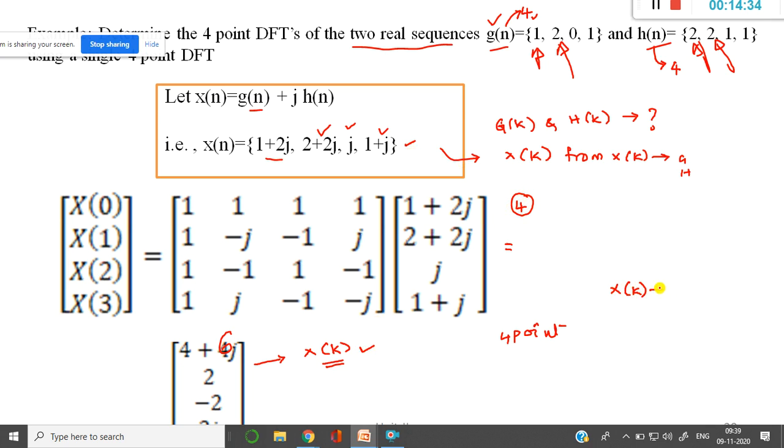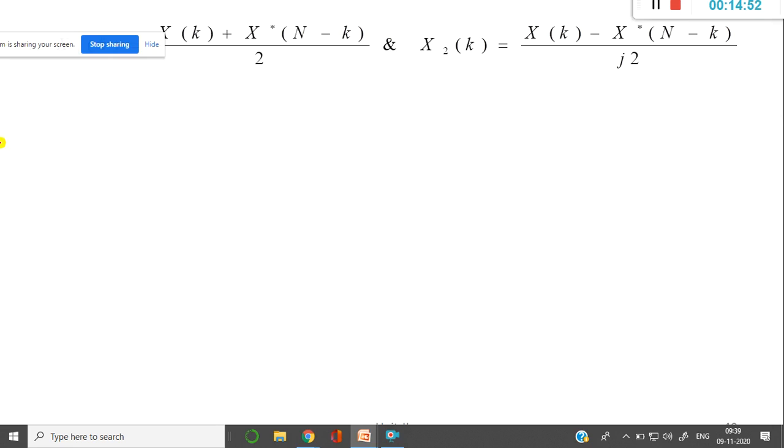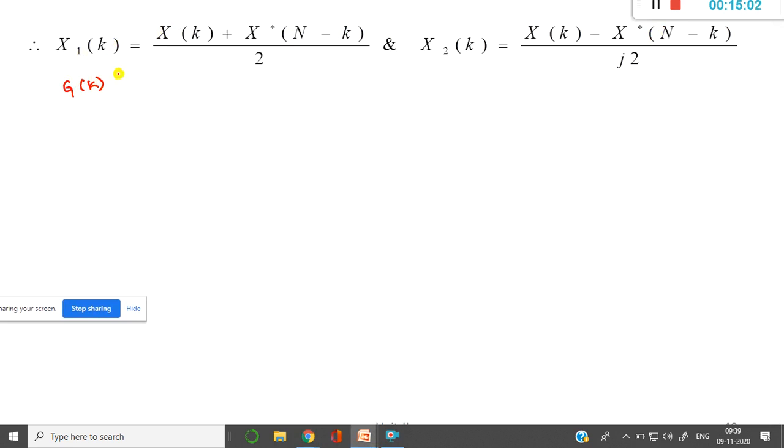Now from the X of k values, we are supposed to obtain the values of g of k and h of k. That is my second step. So the first step is over. This is what I call step 1. Now moving to the second step, where we know the definition of X1 of k and X2 of k, which in this case are g of k and h of k, not X1 and X2.